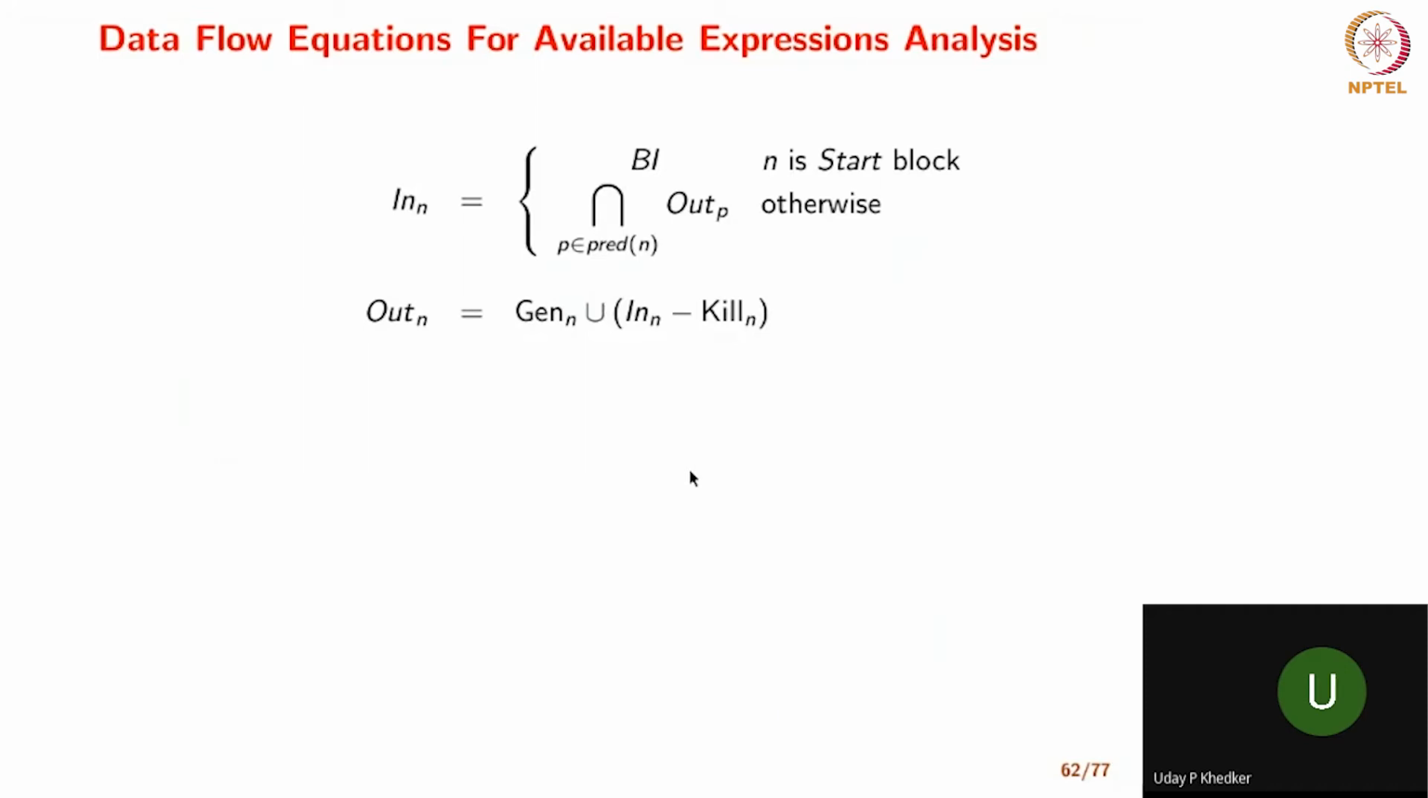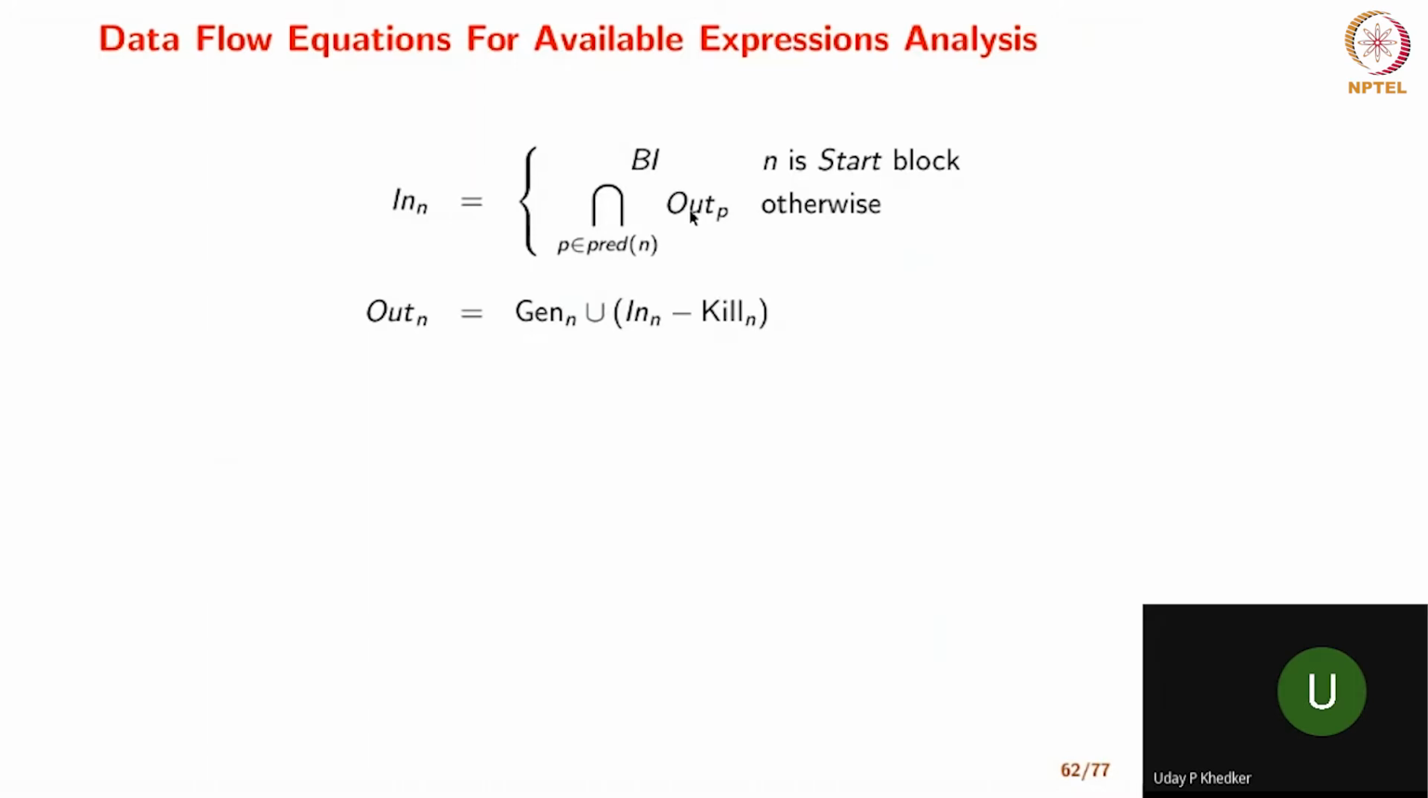Once again, we define in and out. So how do we define in? Now, we say that at the start, the set of available expressions is what is given by the boundary information. At some other node n, the set of available expressions is an intersection of available expressions at the exit of the predecessor nodes. So two differences. A, we now perform intersection. B, we now look at the predecessors for computing n.